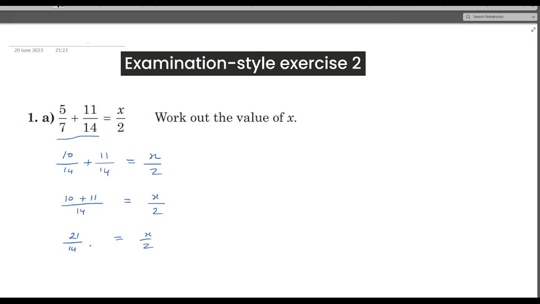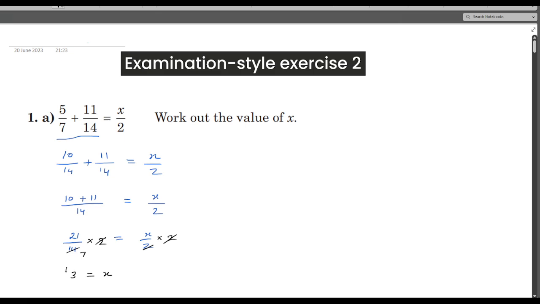So what we will do? We will multiply both the sides by 2. This 2 and 2 will cancel, and here this 2 and 14 will cancel. So we have 21 divided by 7, which is 7 times 3. So 3 is equal to x. So this is your result. x is equal to 3.